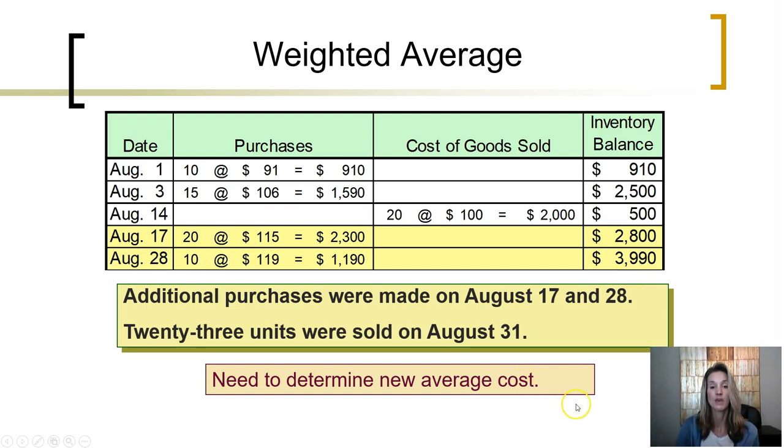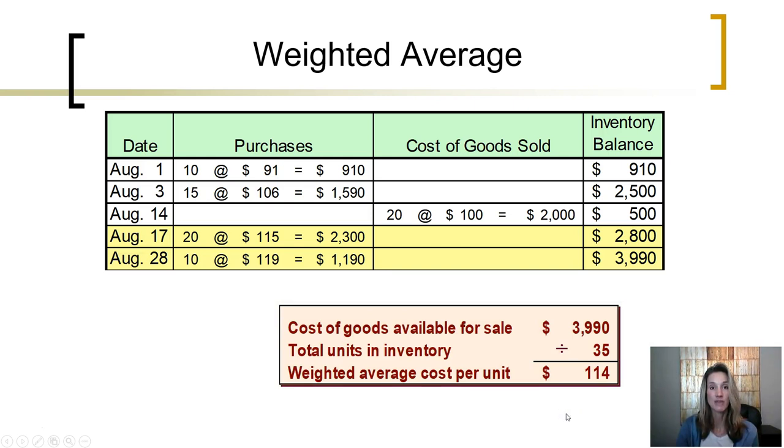$3,990. When we sold 23 units on August 31st, we need to determine what the average cost is at that time that sale was made. So to determine the average cost, we need to take the total cost of inventory available for sale and divide by the number of units available. We had 5 units. We added another 30. So we had 35 units available for sale.